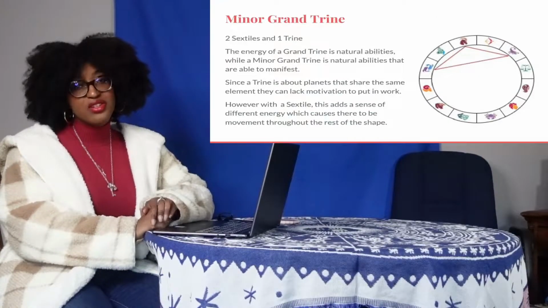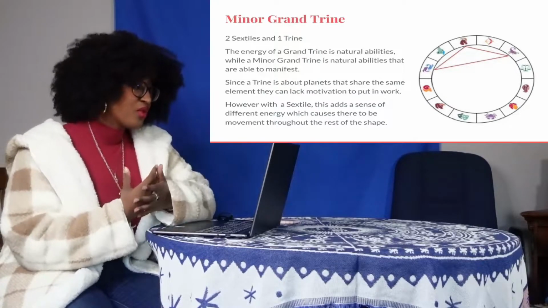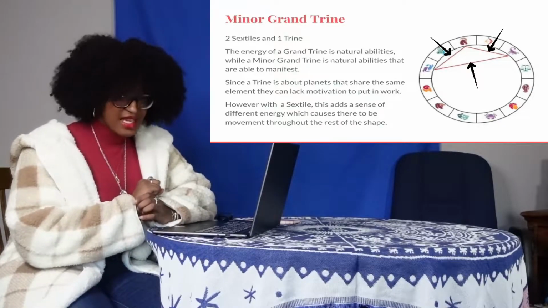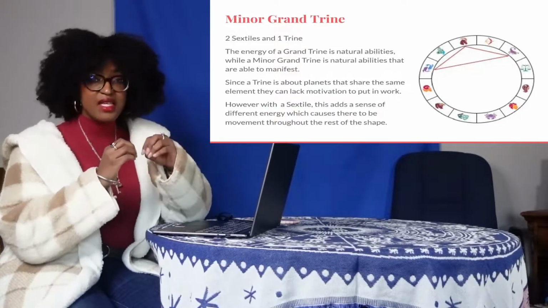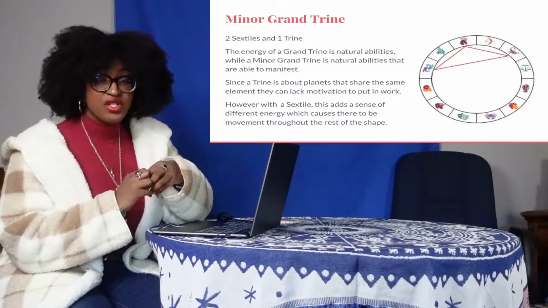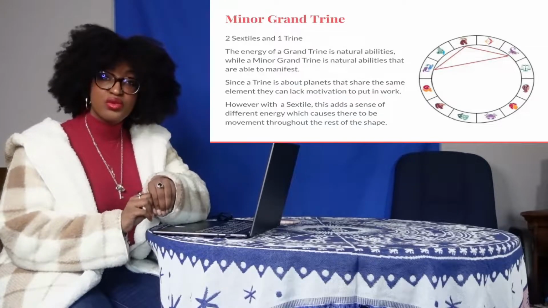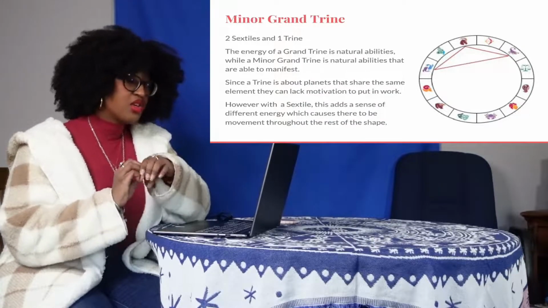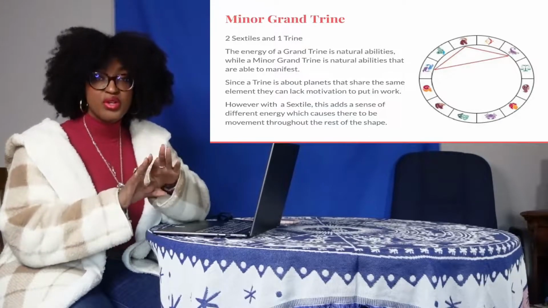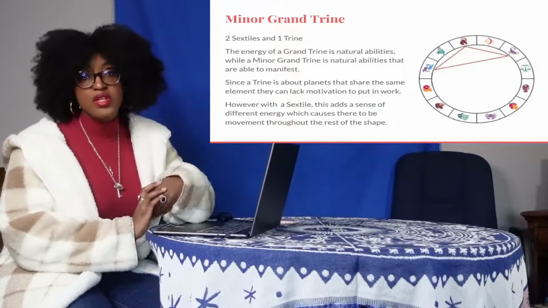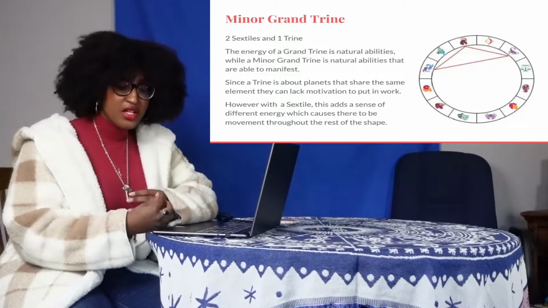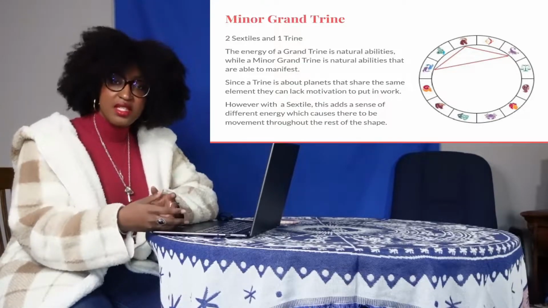So we have a minor grand trine or a minor grand triangle, and this has only one trine and two sextiles. Now these two aspects that I was trying to describe in the last video sound very similar to each other, so I'm going to break down why the two are different in a sense. The only difference between a trine and a sextile is that with a sextile, you appreciate putting the energy into growing the talent. So you just don't use the talent because it's easy. You have to actually put some effort into it and achieve the talent that you want.